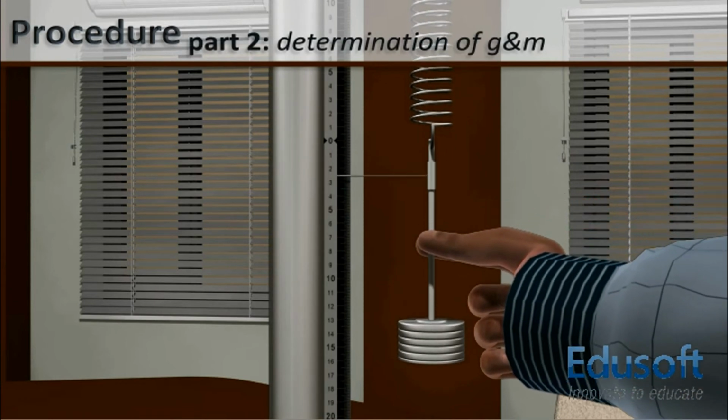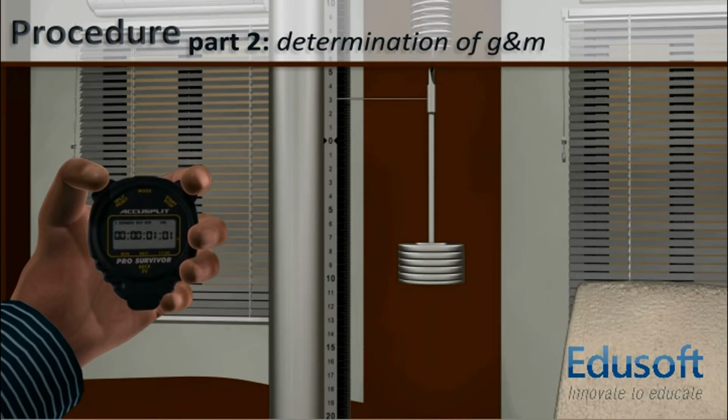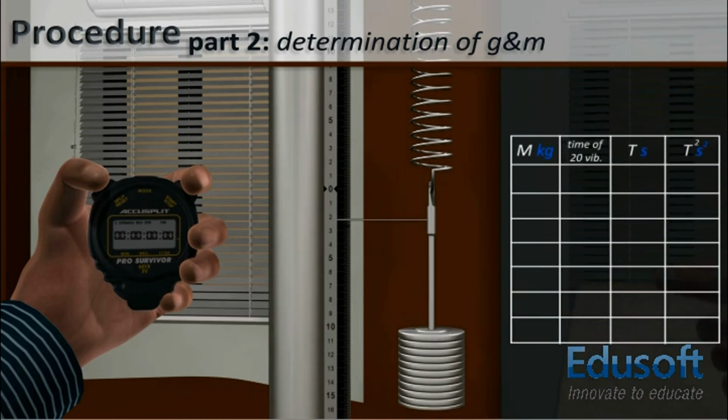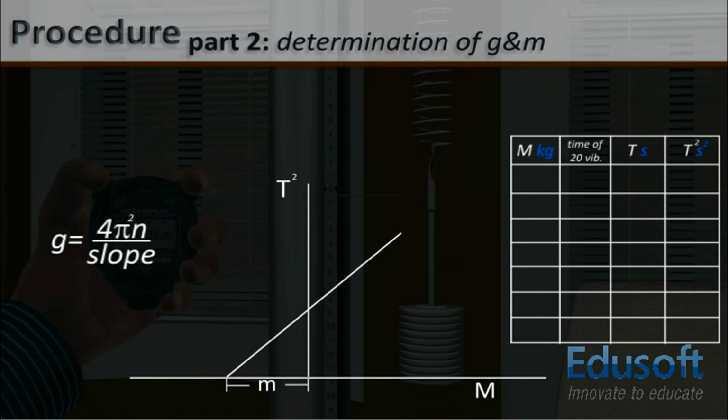Part 2. Determination of the acceleration due to gravity and the effective mass of the spring. A load is added to the pan, which is set in vertical vibrations by giving it a small additional displacement. The periodic time is obtained by timing 20 vibrations, 3 times at least. This is repeated with different loads and a graph of T squared against load is plotted, from which the acceleration due to gravity and the effective mass of the spring are found as mentioned before.